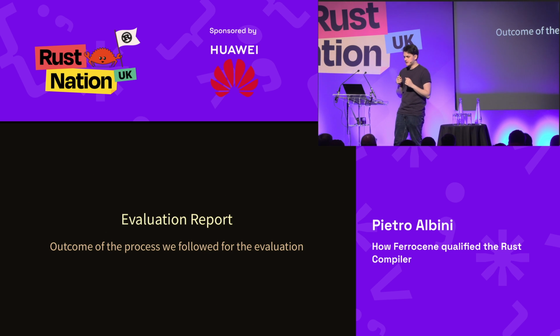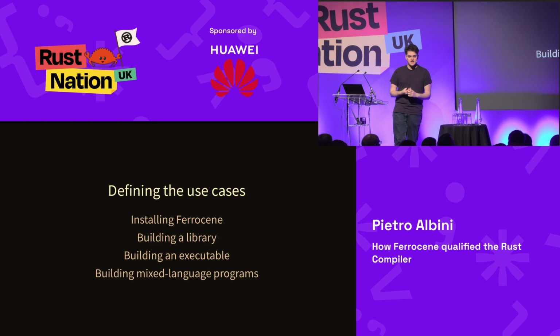And the first step of the evaluation for us was defining the use cases. How can you use Ferrocene? And this is not a pointless effort. It's going to be useful later. And for Ferrocene, we actually found 4 use cases. Because it's a compiler, you, of course, need to install it. And then you use it to build a project, a library, a program, an executable.